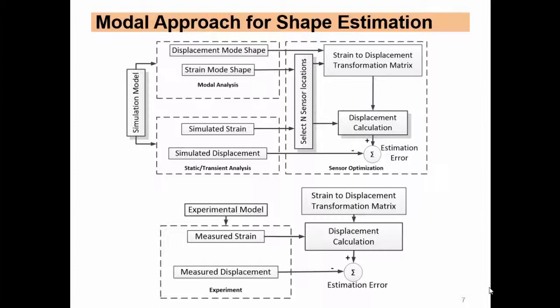Once we finalize the sensor locations, we will paste the real FBG sensors on those locations, and using the same strain to displacement transformation matrix, we will measure the displacement. The calculated displacement will be compared with the measured displacement. And suppose there is a difference between the simulation and the experiment, again we will rerun this. So this is an iterative process till we get a satisfactory result.